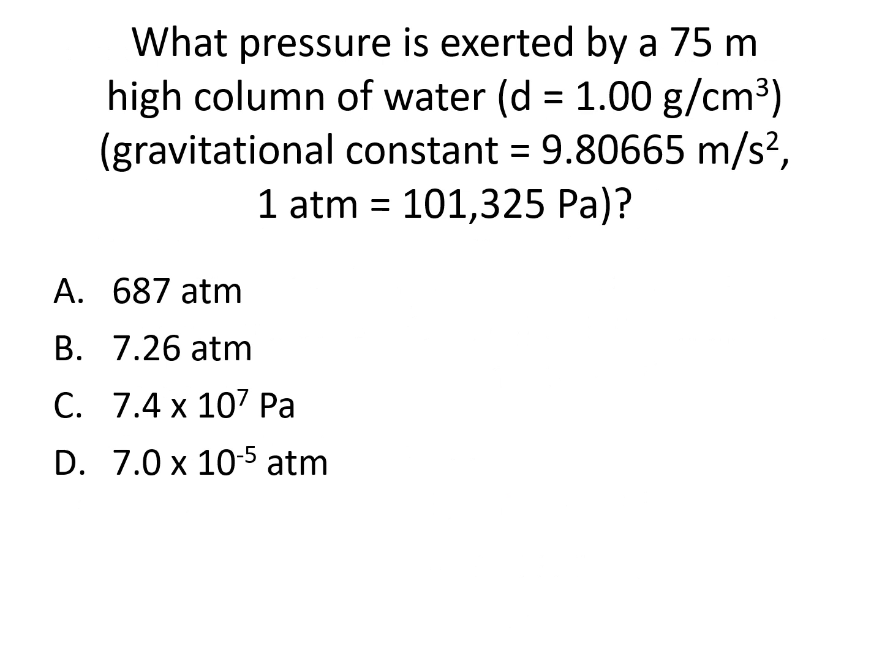What pressure is exerted by a 75-meter high column of water, which has a density of 1.00 grams per cubic centimeter? The gravitational constant is 9.80665 meters per second squared, and 1 atmosphere is equal to 101,325 Pascal. Is it A, 687 atmospheres, B, 7.26 atmospheres, C, 7.4 times 10 to the 7 pascals, or D, 7.0 times 10 to the minus 5 atmospheres?